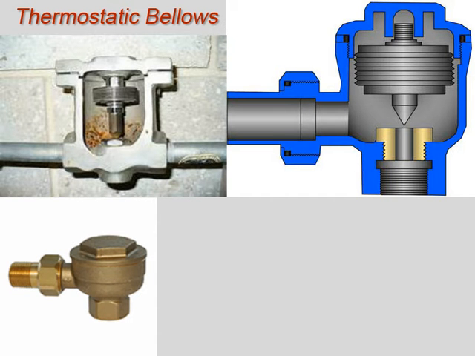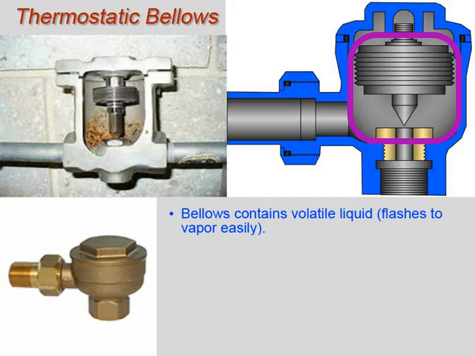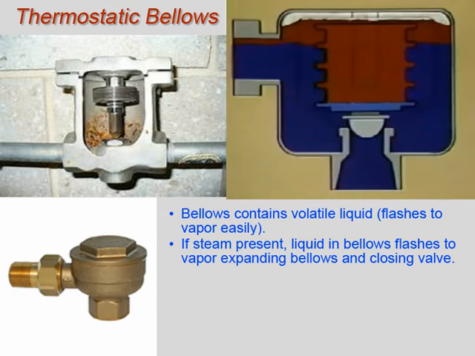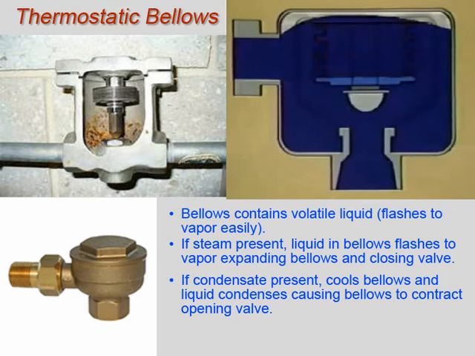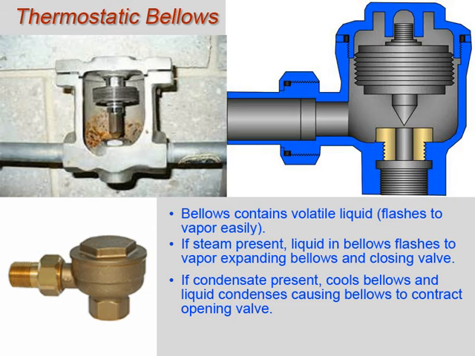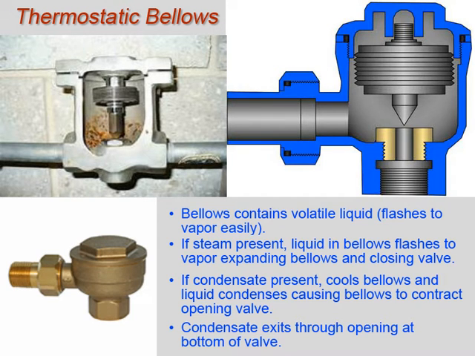A thermostatic steam trap is one that operates based on a temperature change. A bellows type steam trap consists of a bellows and valve. The bellows is filled with a volatile liquid that flashes to vapor or condenses with temperature changes. When hot steam is in the trap around the bellows, the liquid in the bellows flashes to vapor and closes the valve. As cooler condensate enters the trap around the bellows, the vapor condenses, opening the valve, allowing condensate from the steam system to flow out.